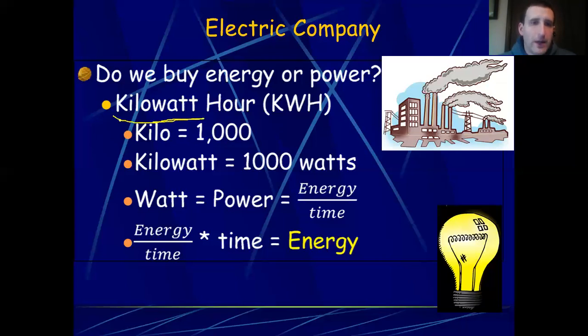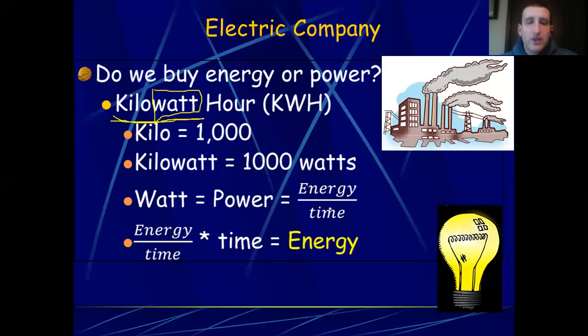A kilowatt is a unit of power, right? It's got the watt right in there. Watt is a joule per second. It's a unit of power. A kilowatt simply means 1,000 watts. So a kilowatt is 1,000 watts. But if we have a kilowatt hour, which is what we actually are charged for on our electrical bill, some number of cents per kilowatt hour.